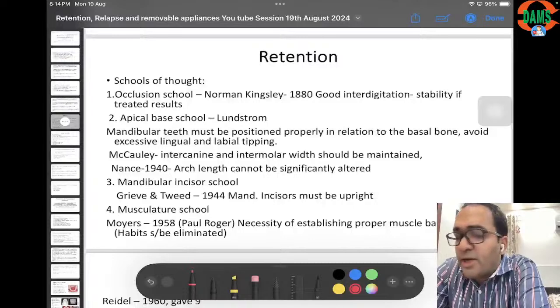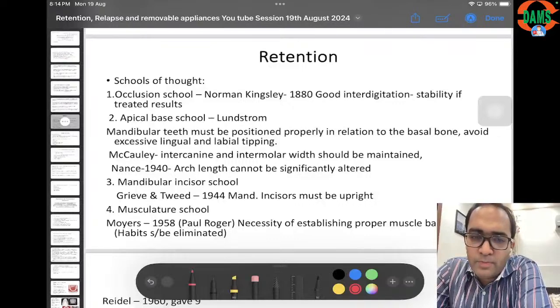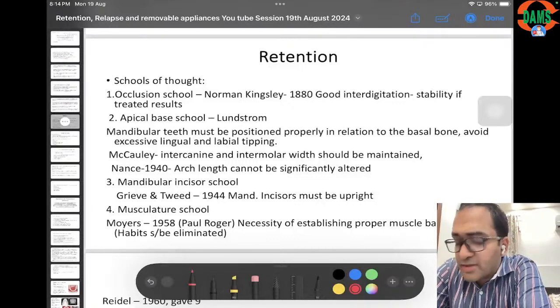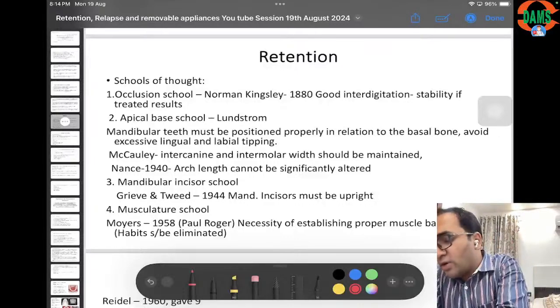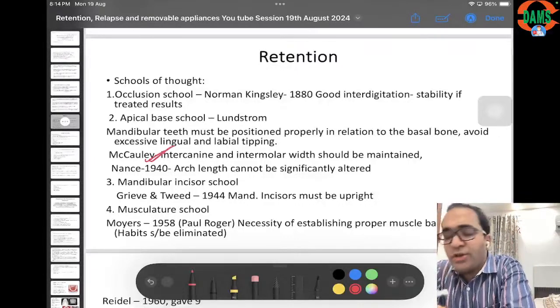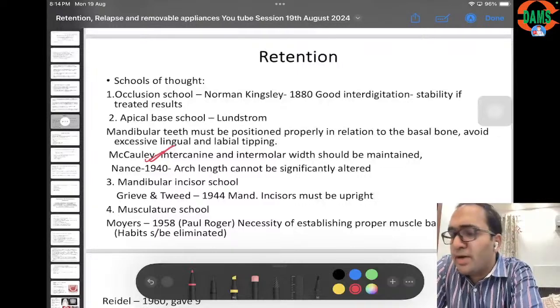He said that the mandibular incisor teeth must be positioned in relation to the basal bone; there shouldn't be excess labial or lingual tipping. They should be present centrally within the mandibular bone. So how to ascertain that they are positioned in the correct position? Two other scientists gave the concept of intercanine and intermolar width. Macaulay said that the intercanine and intermolar width should be maintained and never altered. The pre-treatment intercanine and intermolar width should be maintained.